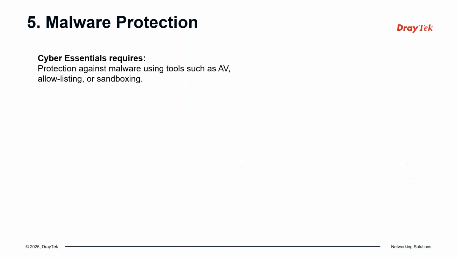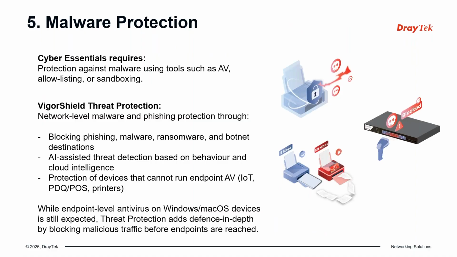And then the fifth is malware protection. So Cyber Essentials requires that you have protection against malware by using tools such as AV and sandboxing. Threat Protection really helps with this through network level malware and phishing protection, blocking phishing, malware, ransomware, and botnet destinations. The content filtering can block a lot of bad IPs. The AI-assisted threat detection can block based on behavior, and we have the additional protection for devices that can't run AV security. So those IoT devices get those protection levels at the network level.